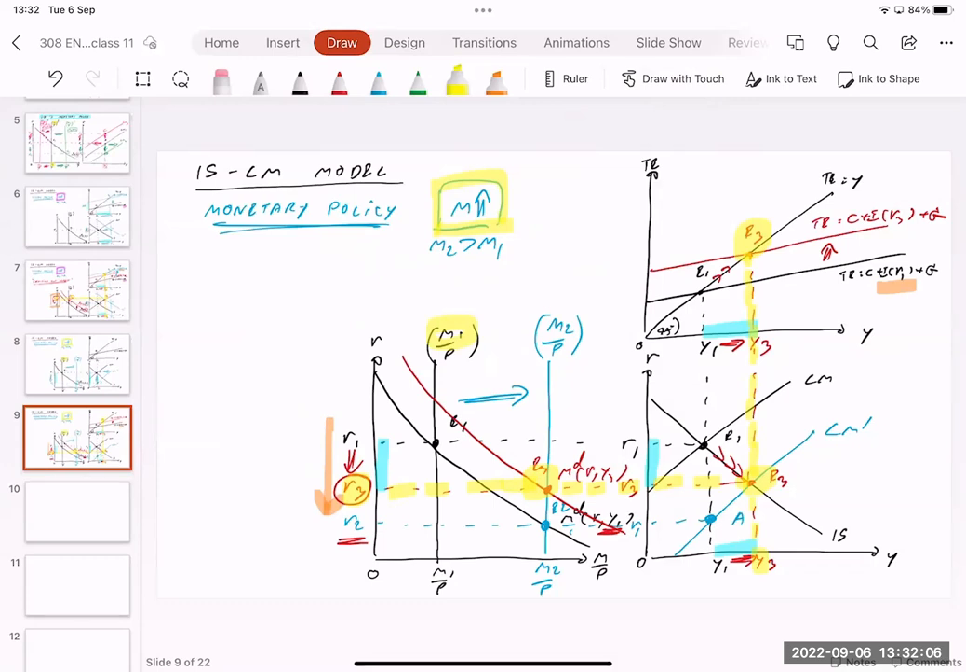Again, you may want to try the opposite case by yourself at home. If the central bank reduces the money supply, reducing M, how is it going to affect the output market and the money market? So, done with this one. Any question? Okay, good. No question. Very good. So, next one.